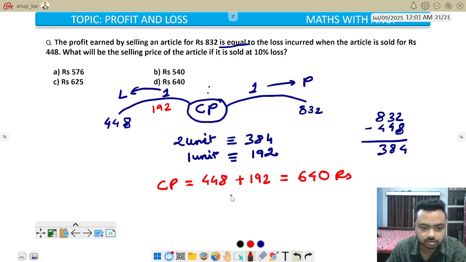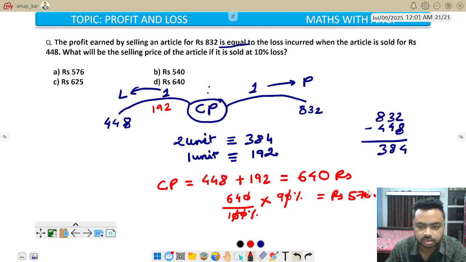So this 640 rupees that we have got is equivalent to 100%, as I have already told. Now for a 10% loss, my selling price ratio will be 90%. Okay, so 0 gets cancelled out, 0 gets cancelled out, so it will be equivalent to 576. So this is the final answer.